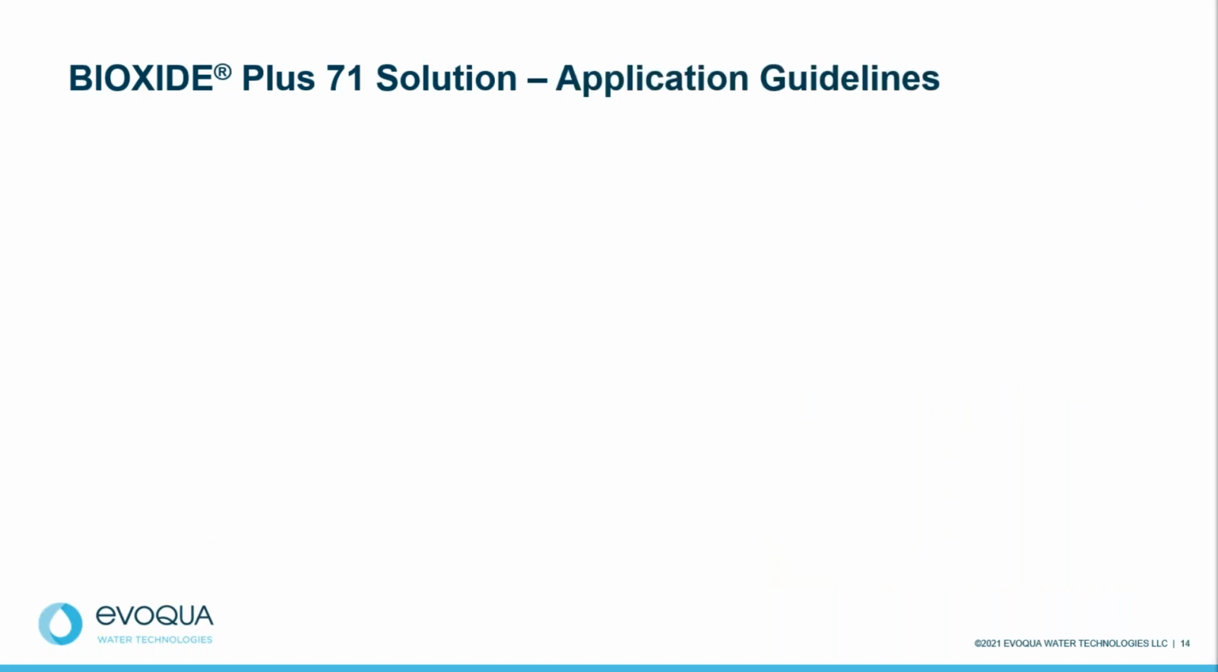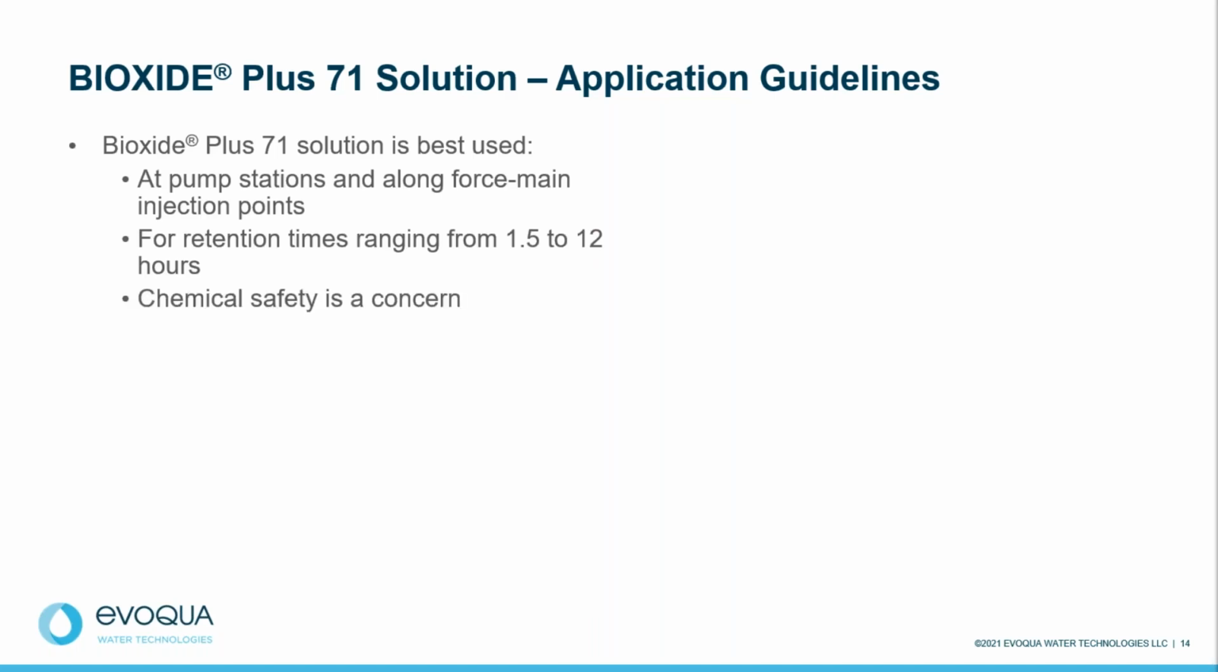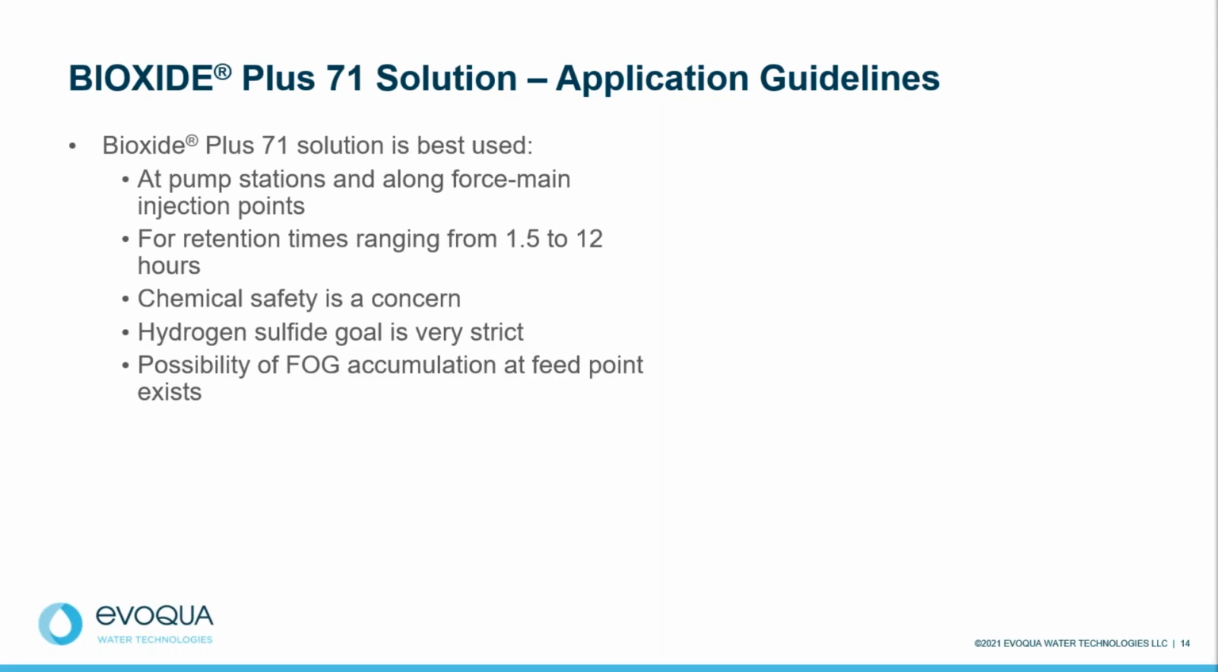Moving on to the application guidelines. BIOXIDE plus 71 solution is best used similar to BIOXIDE, at pump stations and also along the force main injection points. The solution requires a retention time of 1.5 to 12 hours. It is best applicable again where chemical safety is a major concern and where we are trying to reach really strict hydrogen sulfide goals.